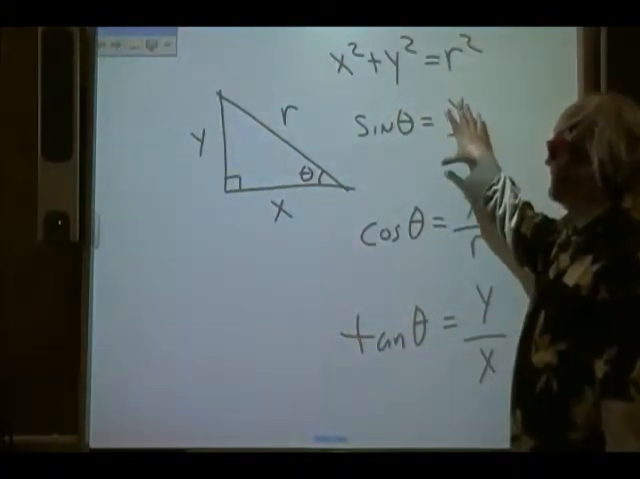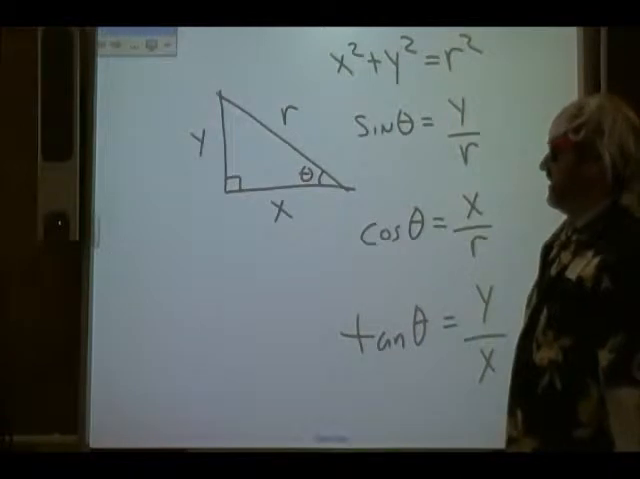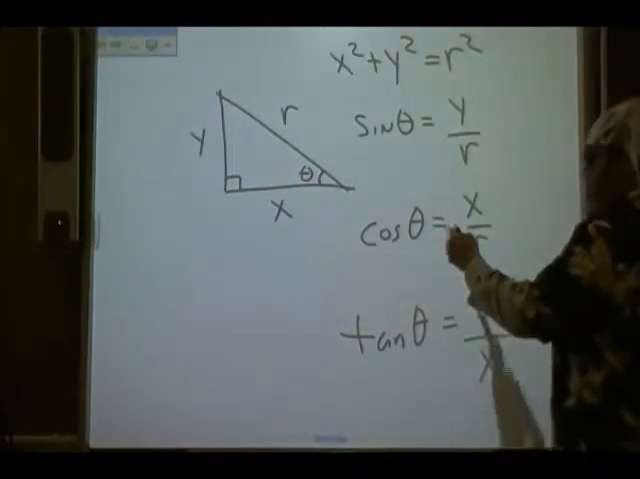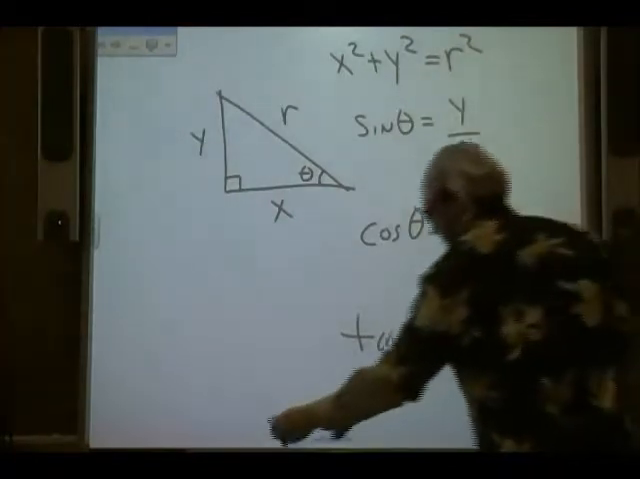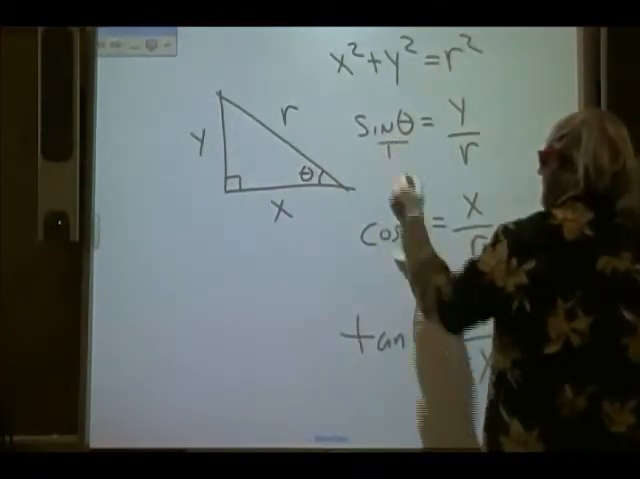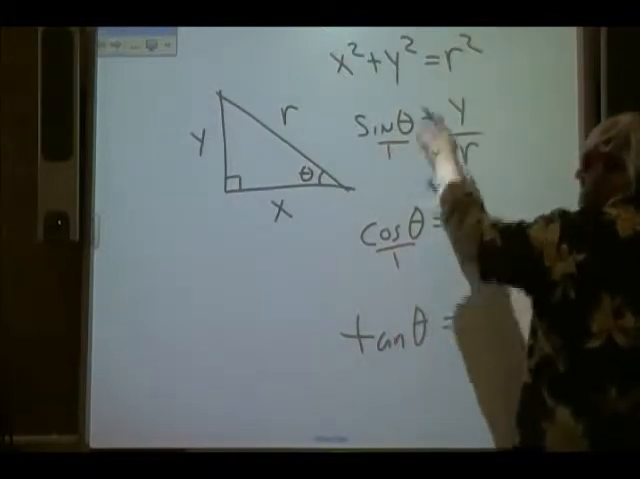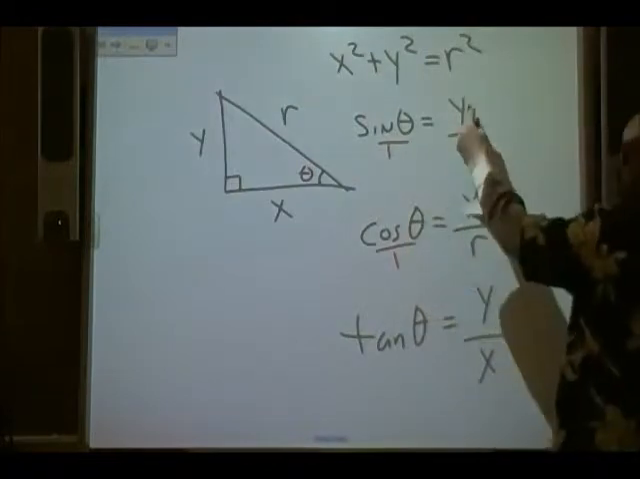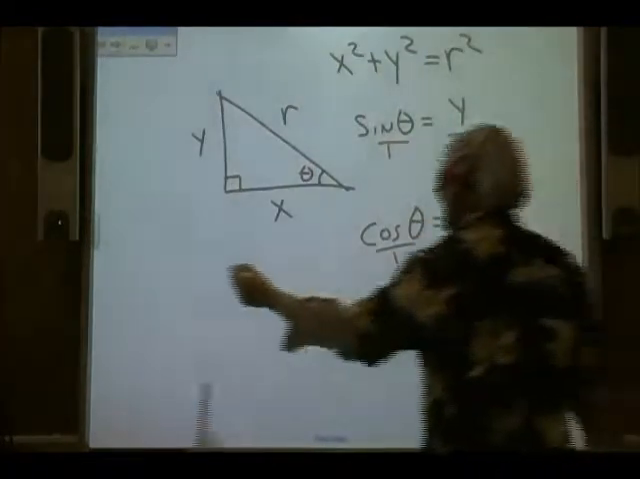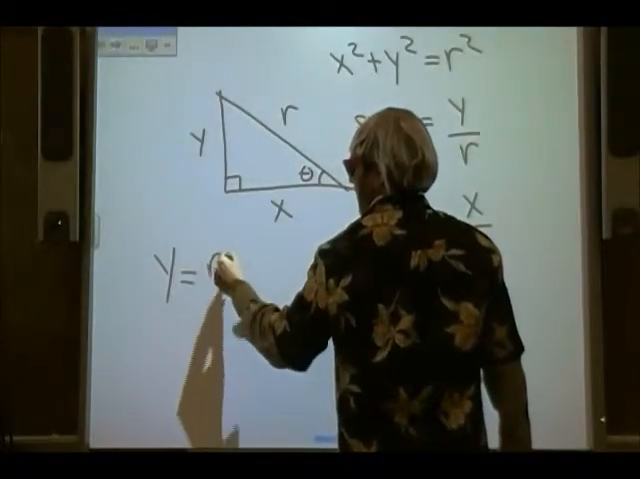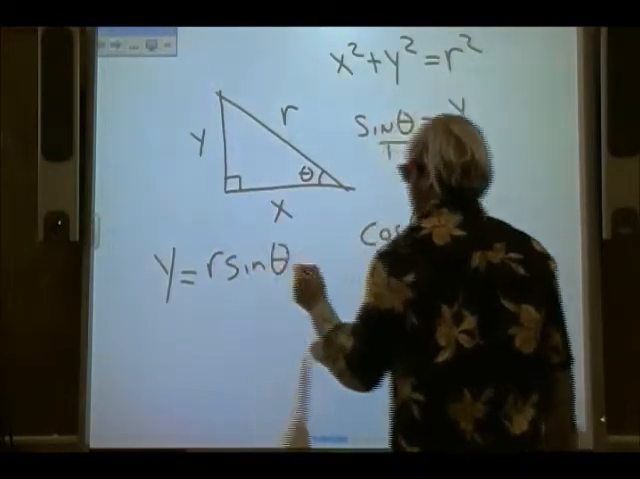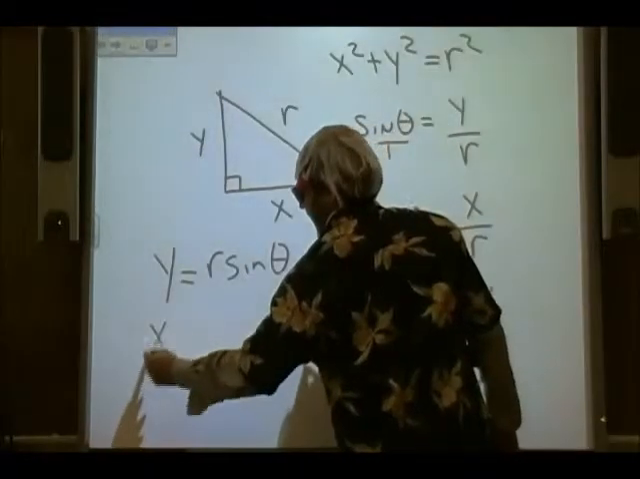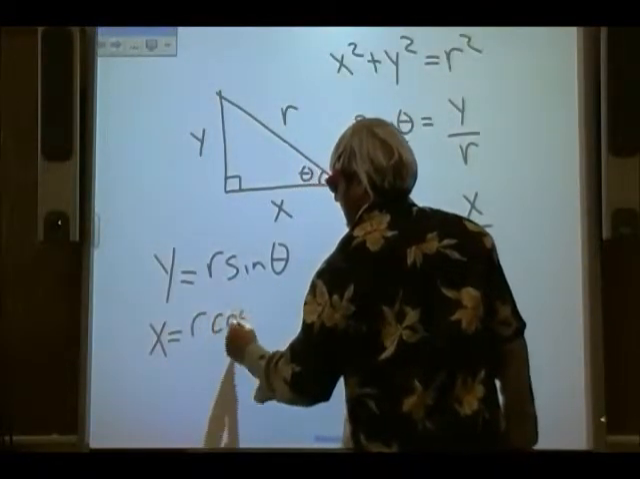So what I'm going to do is solve for y and solve for x and then plug it in there. So if I solve for y over here, just put this over 1, put this over 1. I just need these two. I don't need this formula here. So when I cross multiply, I get y equals r sine theta. And when I cross multiply here, I get x equals r cosine theta.